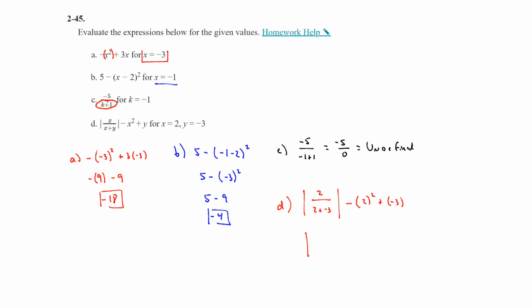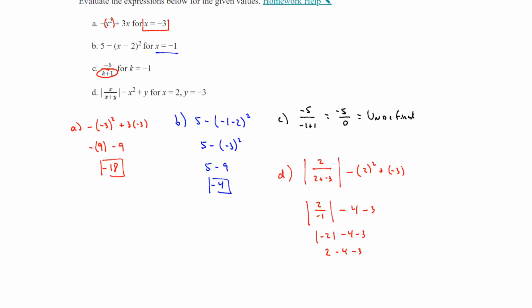The absolute value, that's 2 divided by 2 plus -3 is -1. Minus 2 squared is 4, and then plus -3 is -3. 2 divided by -1 is -2. The absolute value of -2 is a positive 2, so now you have 2 minus 4 minus 3. 2 minus 4 is -2. -2 minus 3 is -5. So there are your evaluating expressions given the values for the variables that are in the expression.